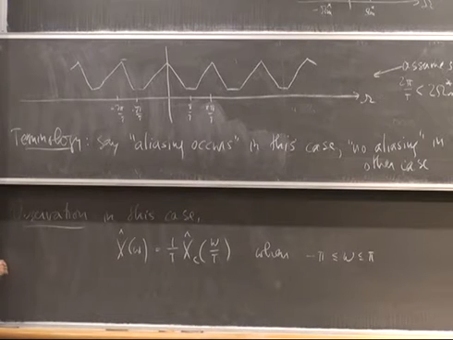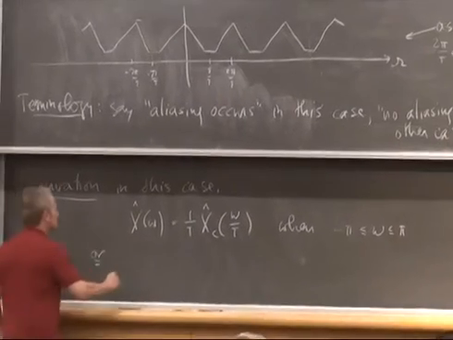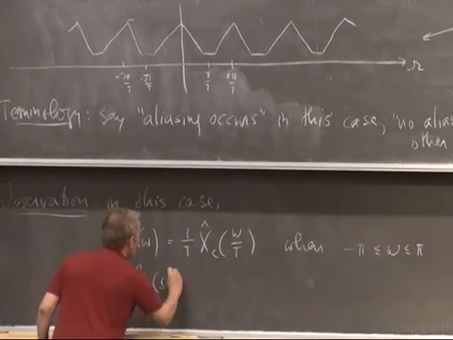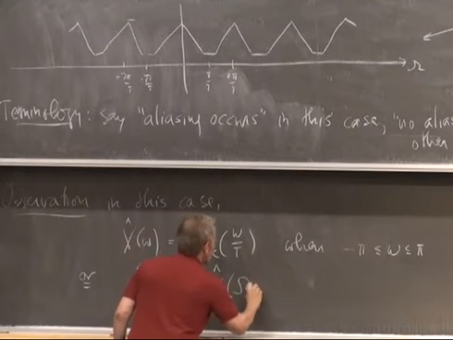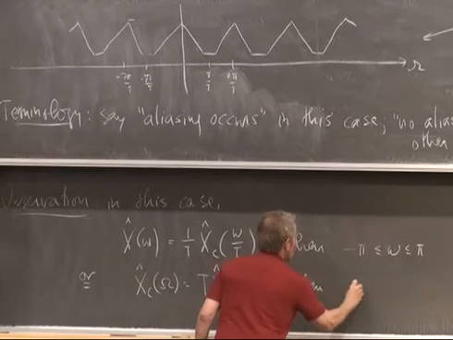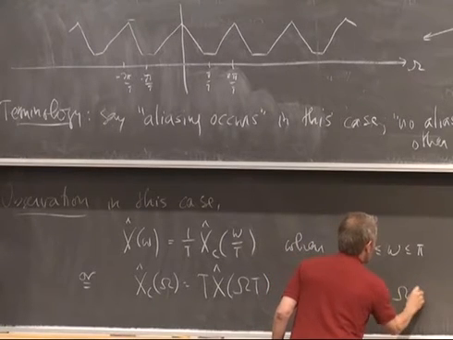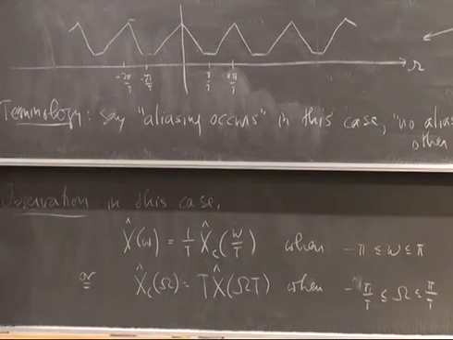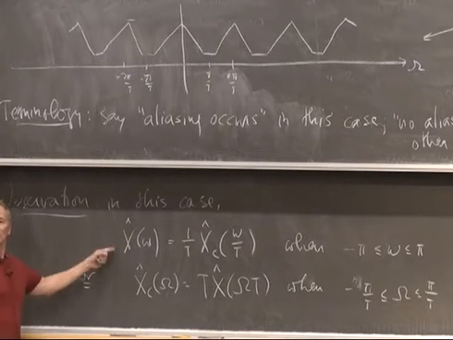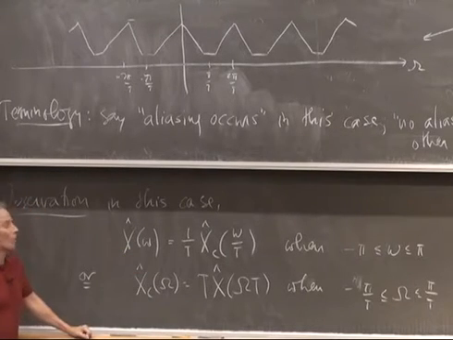And if you just flip that around, you can write it this way. You can say that x c hat of capital Omega is equal to T x hat of capital Omega T when capital Omega is in between minus pi over T and pi over T. These are exactly the same thing, just written as functions of different omega variables.